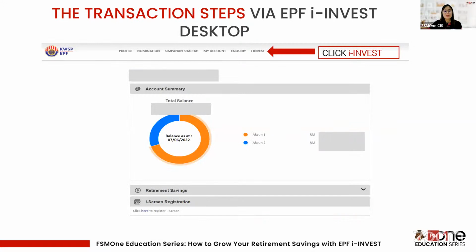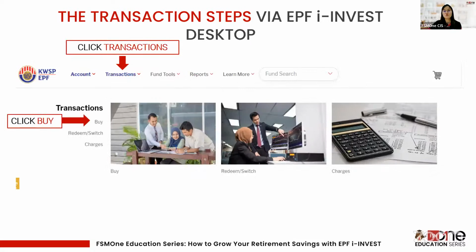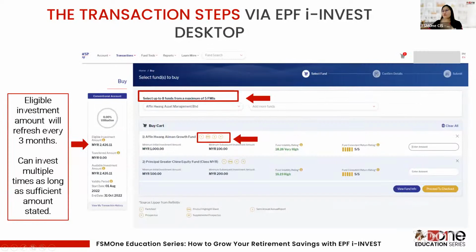Click on the i-INVES tab on the top right-hand corner, and then mouse over to transaction and click on the buy tab. When you reach this place, you'll be able to see that the EPF i-INVES portal can now purchase up to 8 funds from a maximum of 5 fund houses in a single purchase transaction.